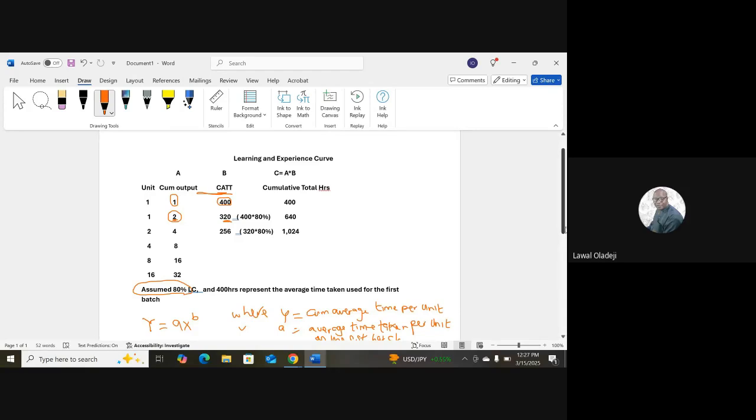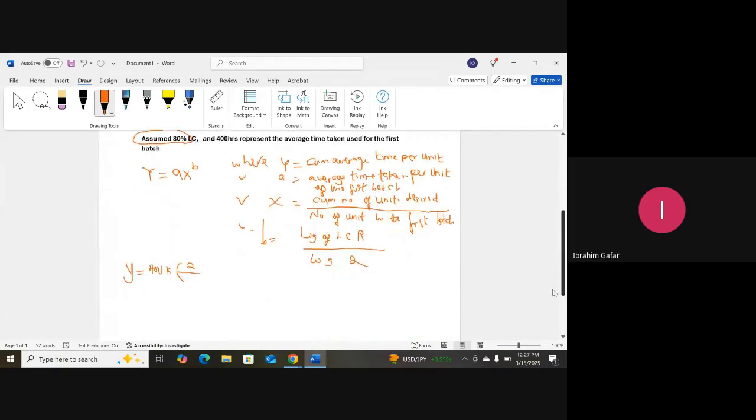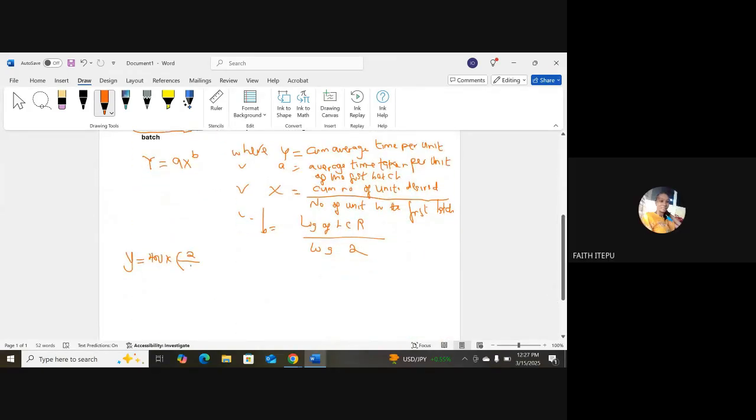Are we following? Yes, sir. Okay. To raise to power B, B means log of learning curve rate, which is what? Log 80%. 80% means 0.8, all over what? Log 2. So mathematician, please help us to calculate.